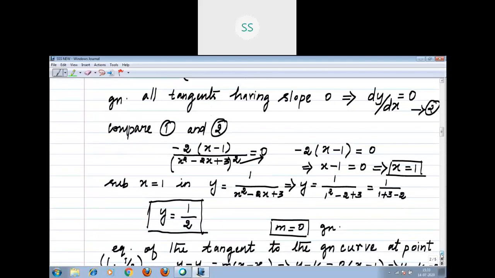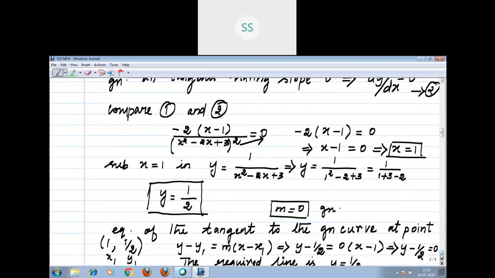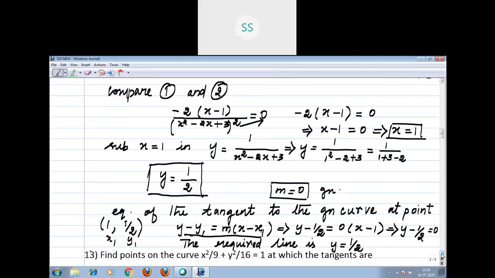One point is there, slope is there. The formula: y minus y1 equal to m into x minus x1. See, this is your formula. y minus y1 equal to m into x minus x1, which implies y minus 1 by 2 equal to 0 into x minus 1. You arrived at the result y minus 1 by 2 equal to 0. Then what is your required line? The constant will move to the right side. So y is equal to 1 by 2.